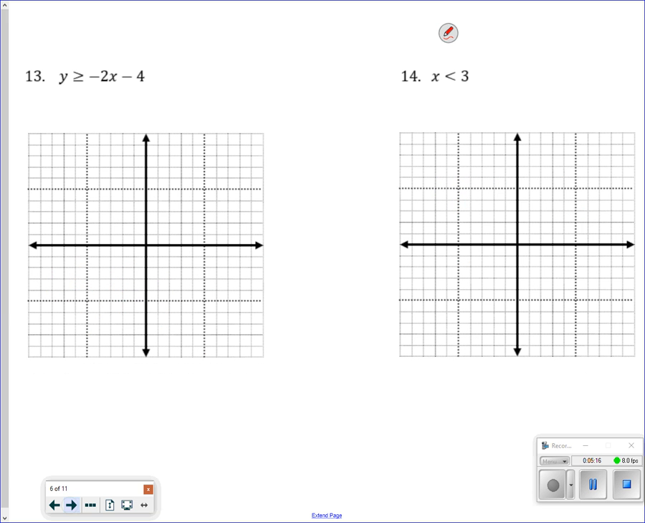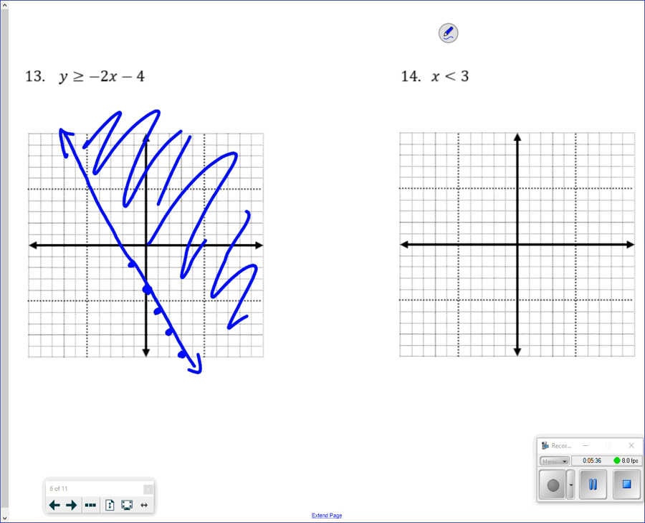Next one. So graph the line. That's the first thing I would tell all of you. So -4 is the y, (0, -4) is the y-intercept. Down 2, to the right 1, so slope of -2. It is solid because there's an equal to line, and I'm going to shade above because it's a greater than.